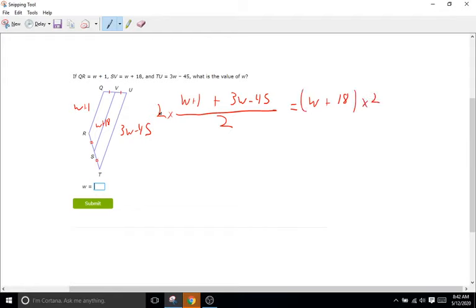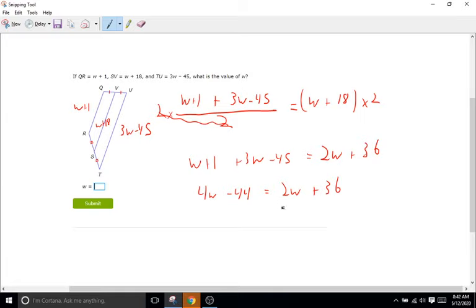So the 2's cancel out, leaving us with W plus 1 plus 3W minus 45, which equals 2 times W is 2W, and then plus 2 times 18 is 36. Okay, now let's combine all the like terms. On the left side, we'll go W plus 3W is 4W. 1 minus 45 is minus 44, which equals 2W plus 36.